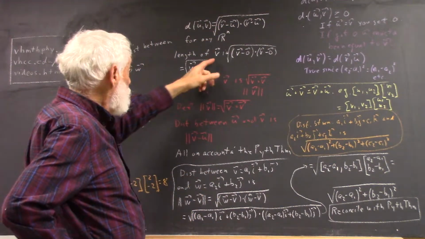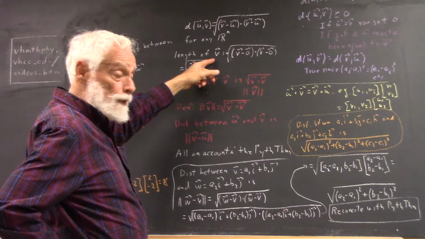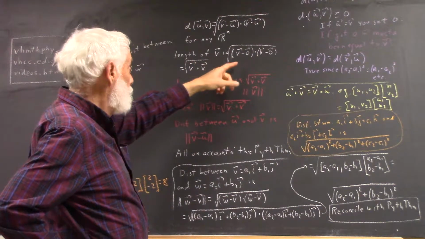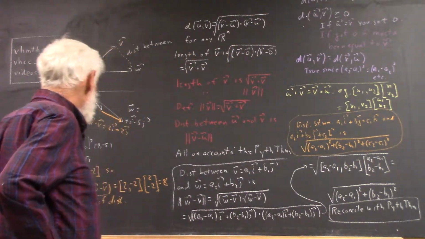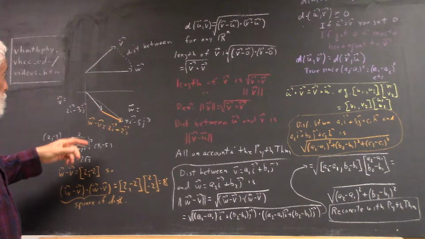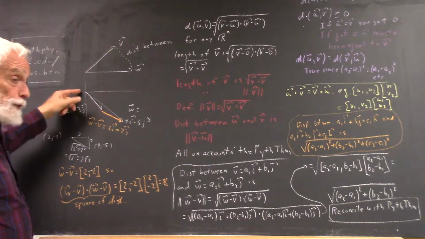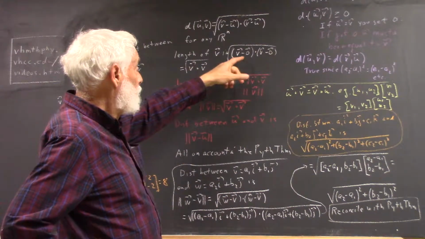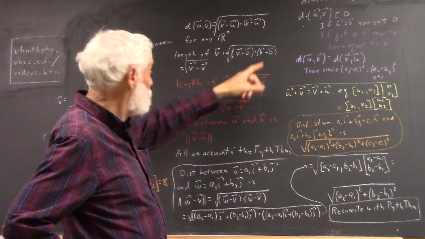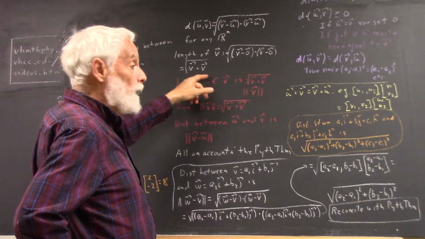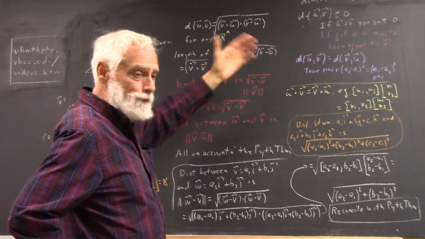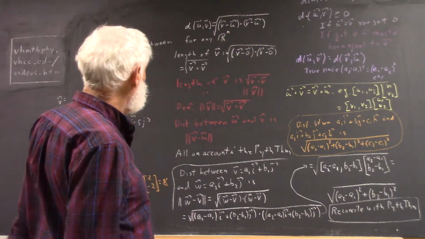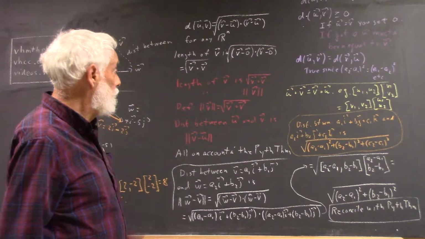We then define the length of a vector to be what? Well, somebody in class had the idea, it's just the difference between the v vector and the 0 vector, so that's a very good way to see it. That's v minus 0 dot v minus 0, which is just v dot v, since v minus the 0 vector is just v.